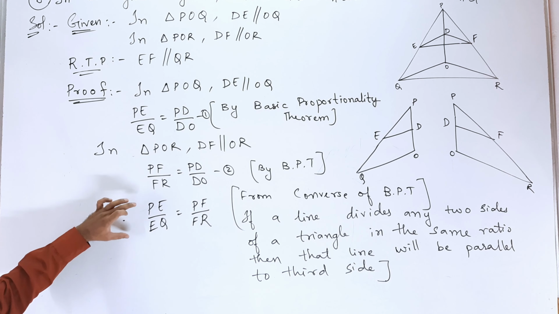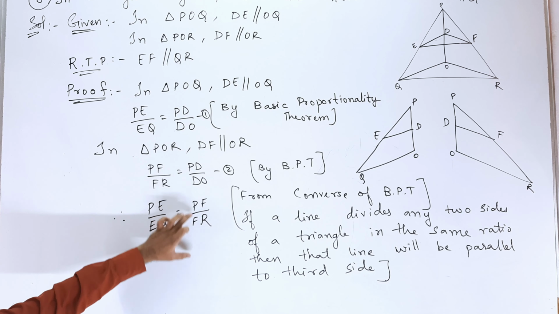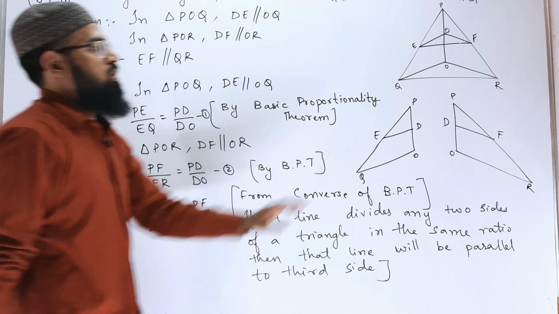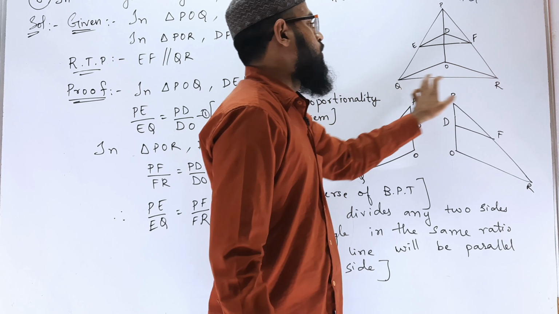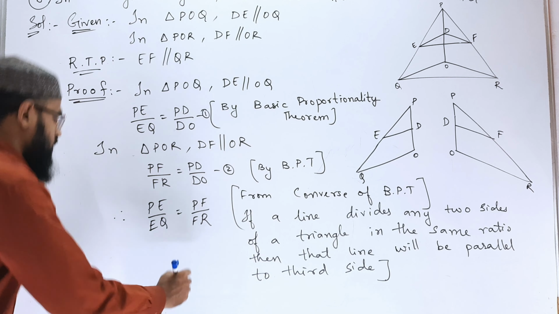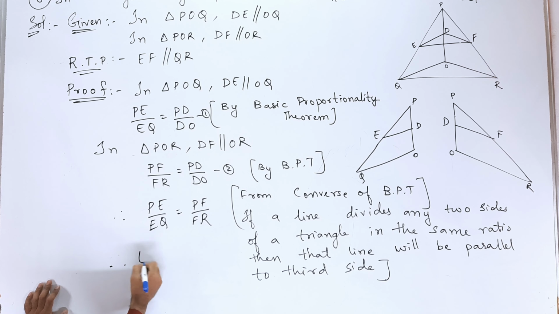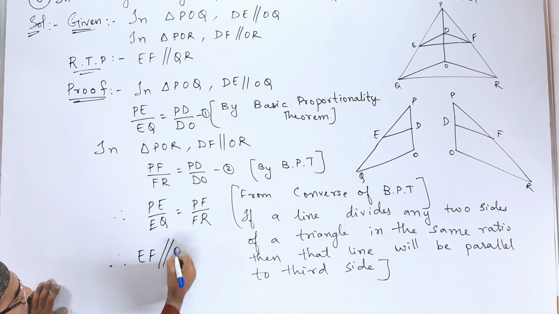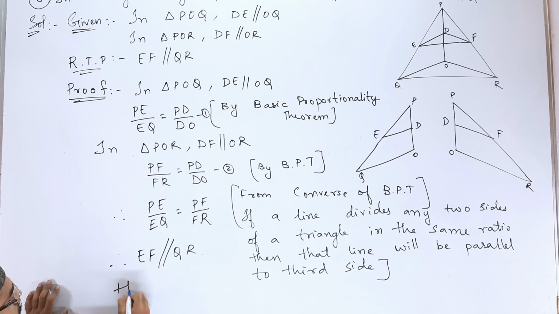Therefore, we can say that PE by EQ is equal to PF by FR. That means EF is parallel to QR. Therefore, EF is parallel to QR. Hence proved.